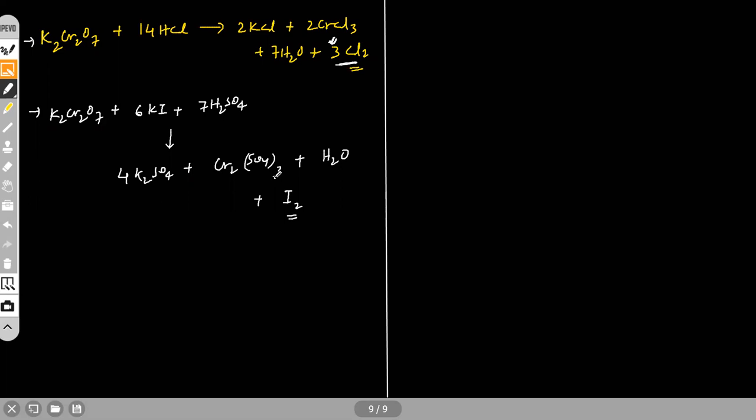Sir, I sent a picture on WhatsApp. Two chromium atoms attached with... No, Gaurav. The structure is this. There'll be peroxide linkage, right? No, no, no. Cr2O7 2- is this: double bond O, O minus, double bond O, double bond O, O minus. K plus is attached with this oxygen here. Cr2O7 2-. Okay. Yes, sir.